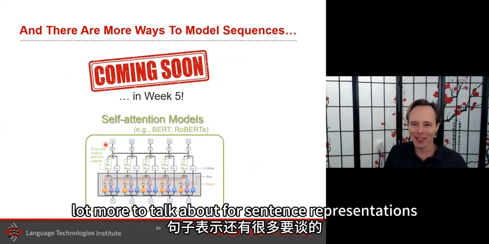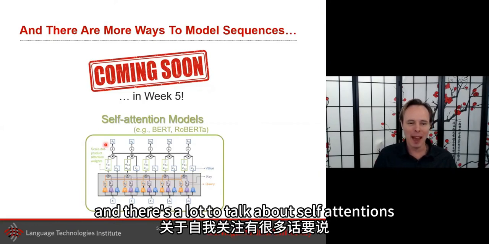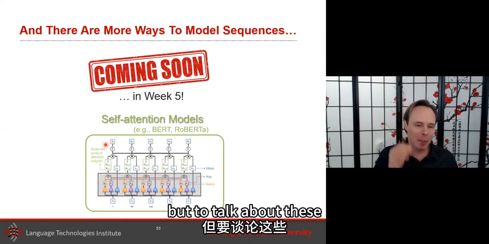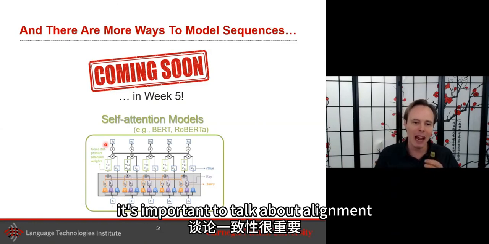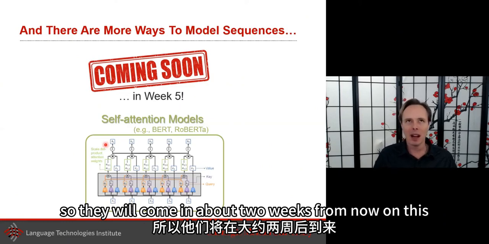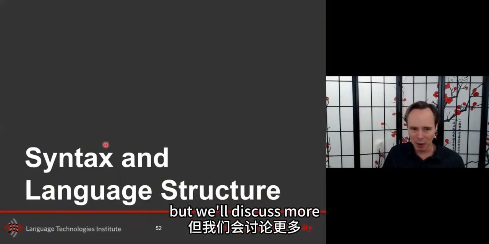there's a lot more to talk about for sentence representations. And I love this topic. This is great. And there's a lot to talk about, self-attentions, but we'll talk more. But to talk about these, it's important to talk about alignment and attention models. So they will come in about 2 weeks from now. You can read about it if you want in the meantime, but we'll discuss more.